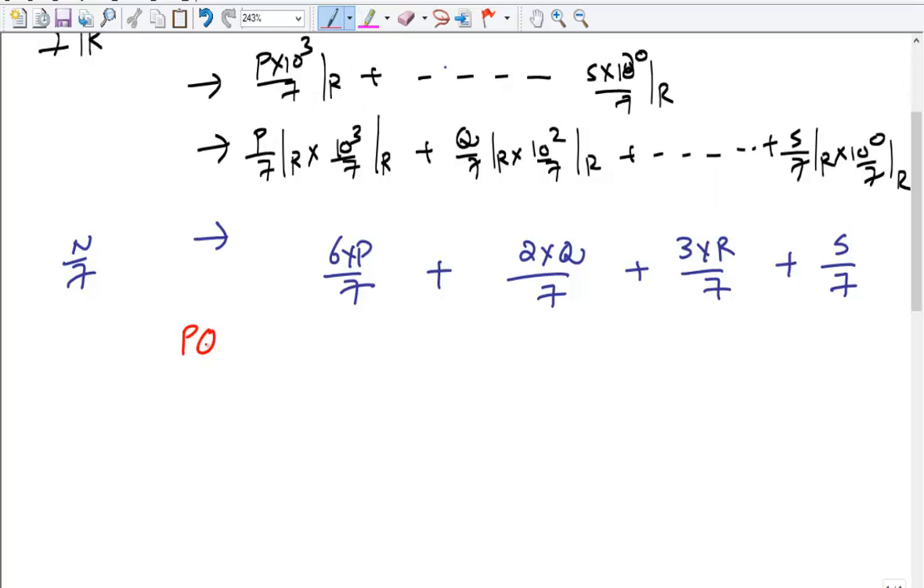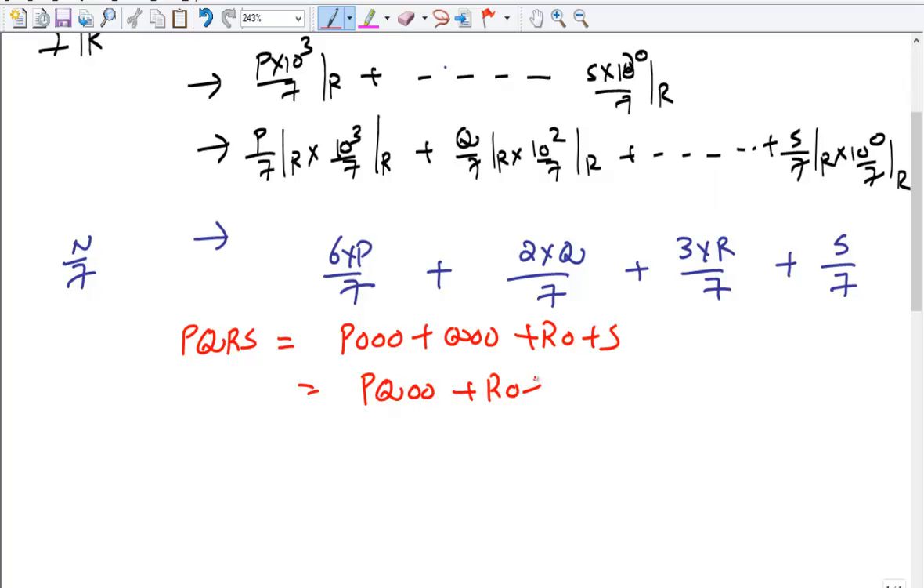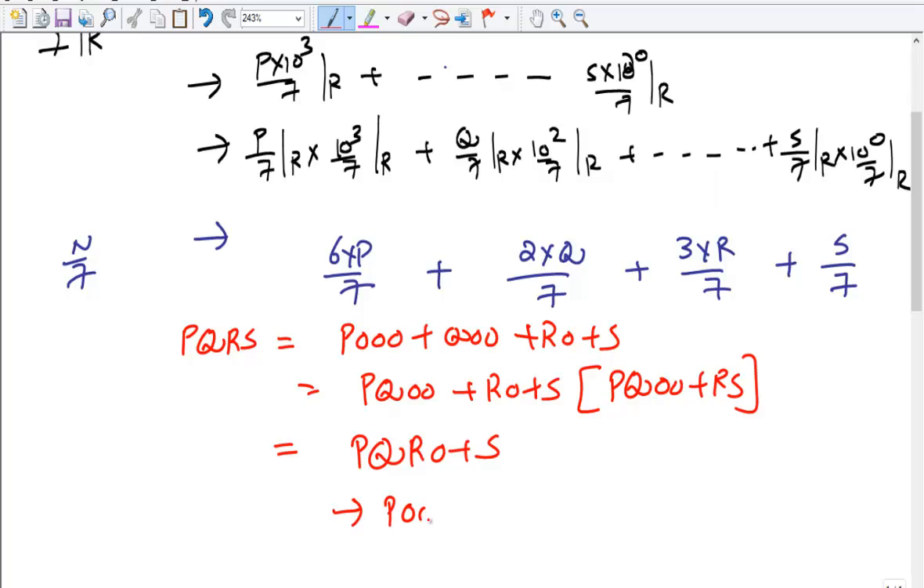If I have PQRS, let's say I'm taking the same number, we can write this as P000 plus Q00 plus R0 plus S, or else I can write this number as PQ00 plus R0 plus S, or the same thing we can write as PQ00 plus RS, or we can simply write PQR0 plus S, or we can simply write P000 plus QRS. Now this is the big advantage.